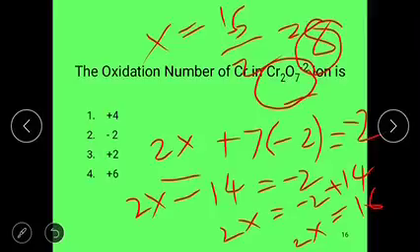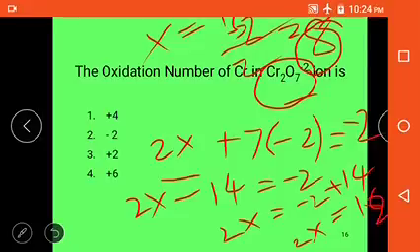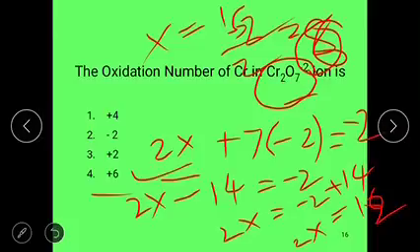2x plus 7 into minus 2 equals minus 2. This equals 2x minus 14 equals minus 2. Where we get 2x equals minus 2 plus 14, so here we get 12, not 16. 12 by 2 equals 6. The right answer is plus 6. The chromium oxidation number is plus 6.